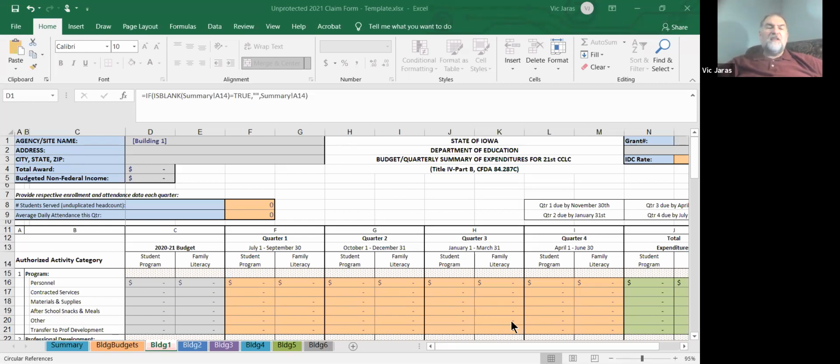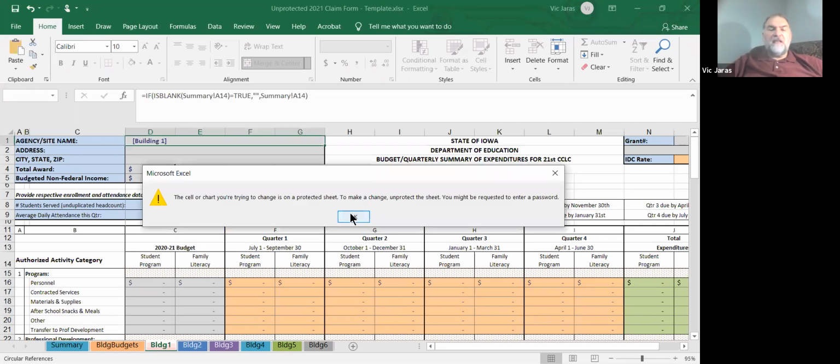So let's say that you didn't budget enough money for supplies and you got too much in transportation. Every quarter you can get with me. I have to approve every change, but it's pretty easy to do and allows you to spend all your money in an efficient way. Now, see right here, there's a little blue box and two yellow boxes. This is where you're going to enter some attendance data.